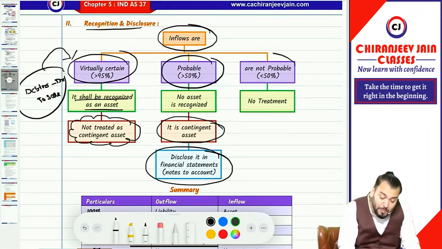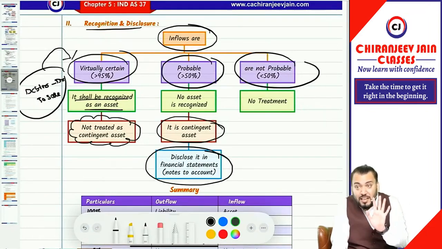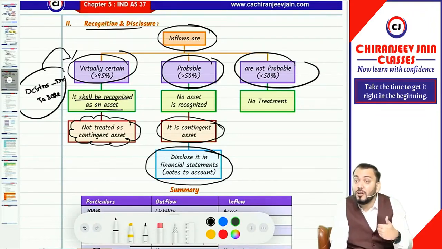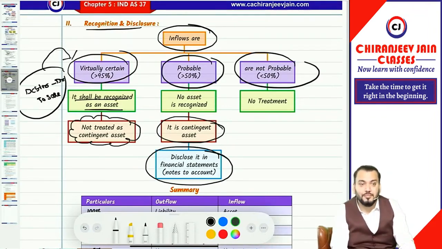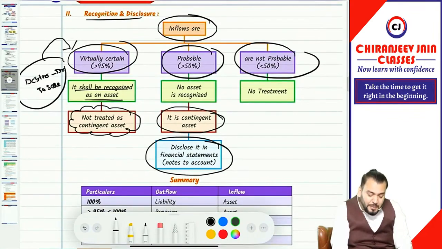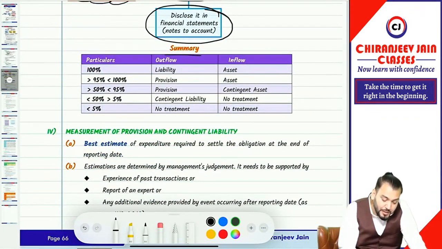But if it is not probable, for an asset, meaning an inflow, what they are saying is no treatment required. Can I say Ind AS 37 is strict for the recognition of an asset due to the conservatism principle only? Understood? So if it is not probable, no treatment required. Let me give a summary for this, just try to understand it.